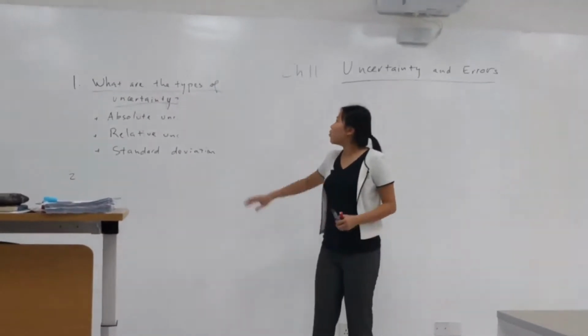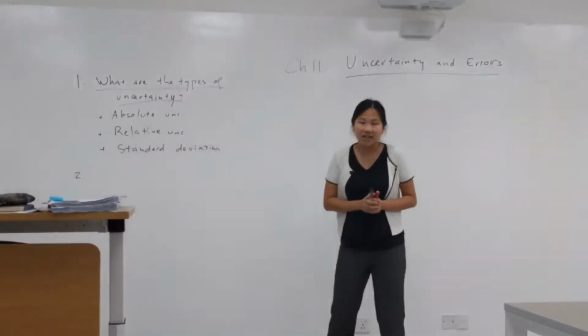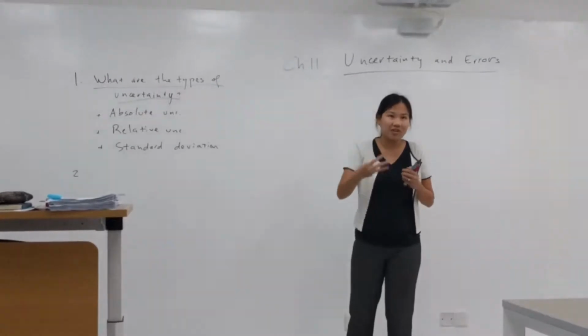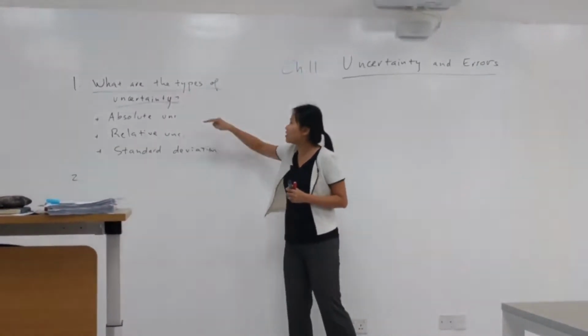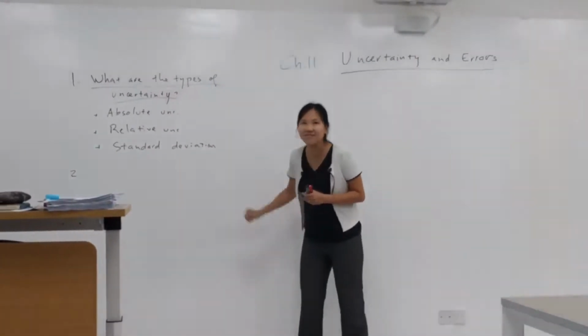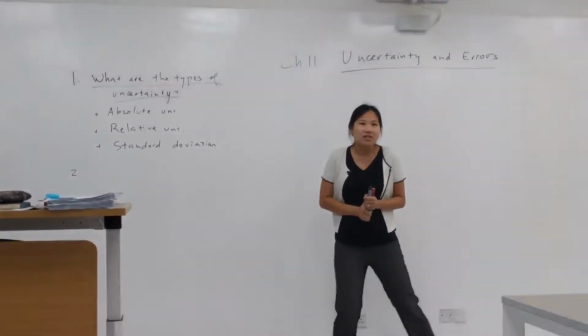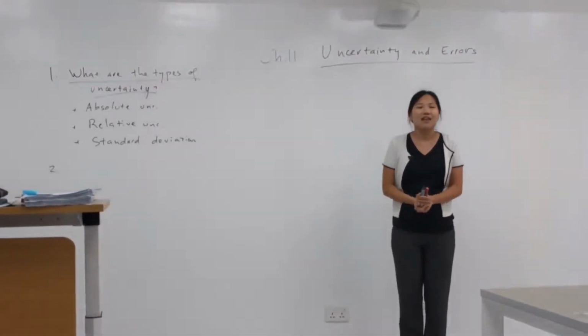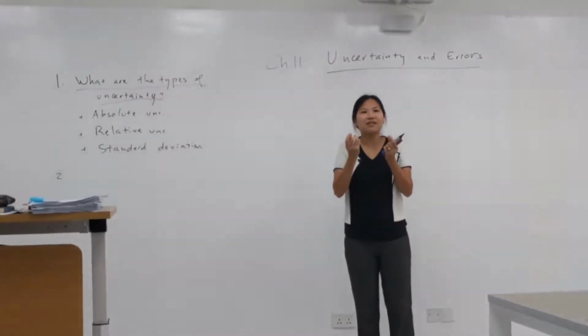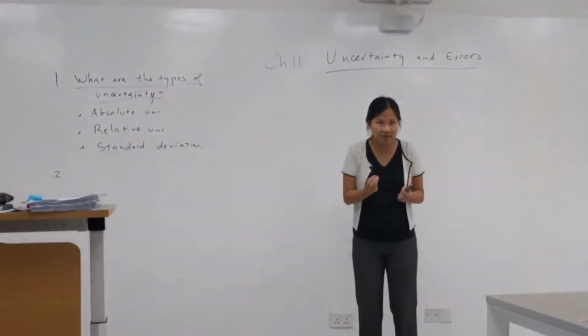So anyway, what are the different types of uncertainty? The three that we're talking about in this class are absolute uncertainty, relative uncertainty, and standard deviation. Okay? So what is absolute uncertainty? Absolute uncertainty is something that associates with your measurement.